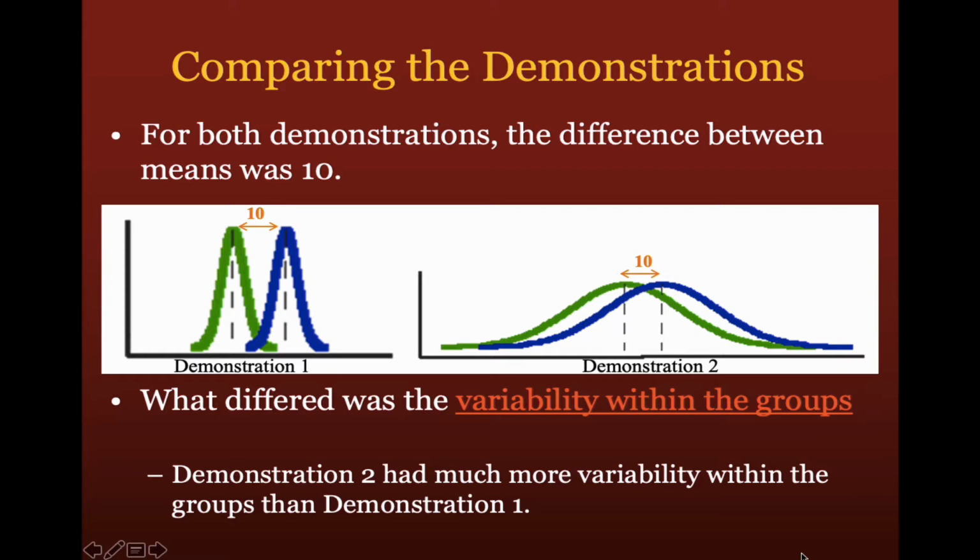As a result, demonstration 1 is more likely to be statistically significant versus demonstration number 2. Because again, for demonstration number 1, the ratio is 10 over 2, whereas for demonstration number 2, the ratio is 10 over 12, right? So this kind of visually shows you what's going on. For demonstration 1, there's very little overlap between the two groups. For demonstration 2, there's a lot of overlap between the two groups because there's a lot of within group variability.